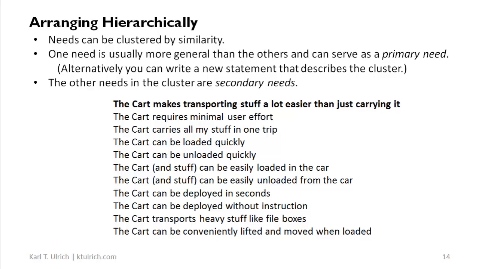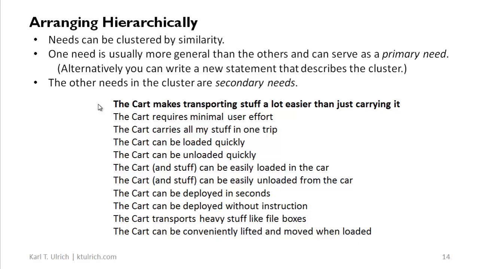So for instance, this set of needs here are all related to how easy the cart can be used to transport things. And what these more detailed needs here do is they articulate in detailed terms what we mean, or what our users might mean, by what it means for it to be easy to transport stuff. But if you just want to capture the essence of that collection of needs, you can work with this statement in bold: the cart makes transporting stuff a lot easier than just carrying it.